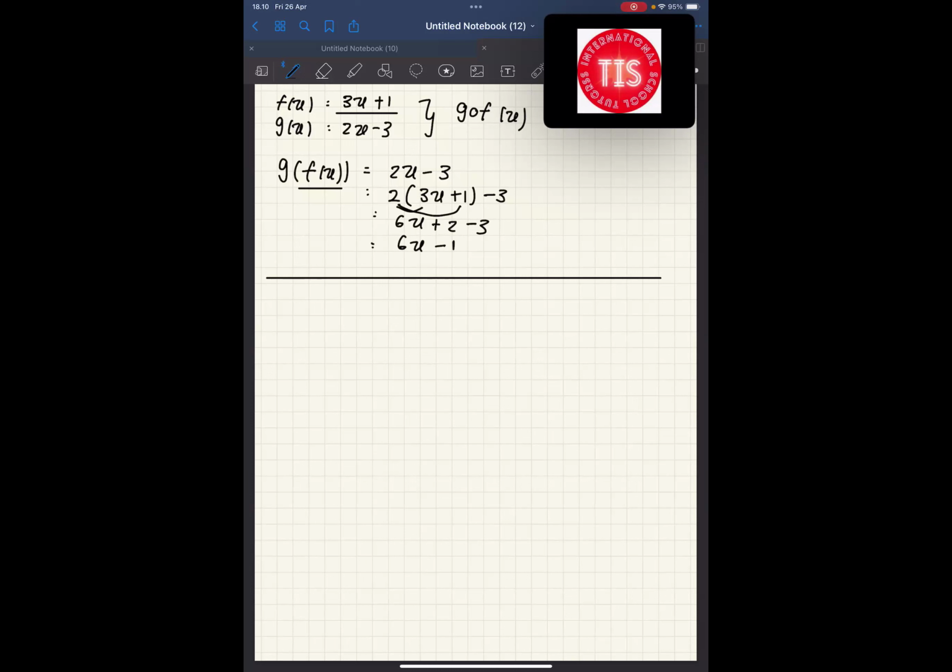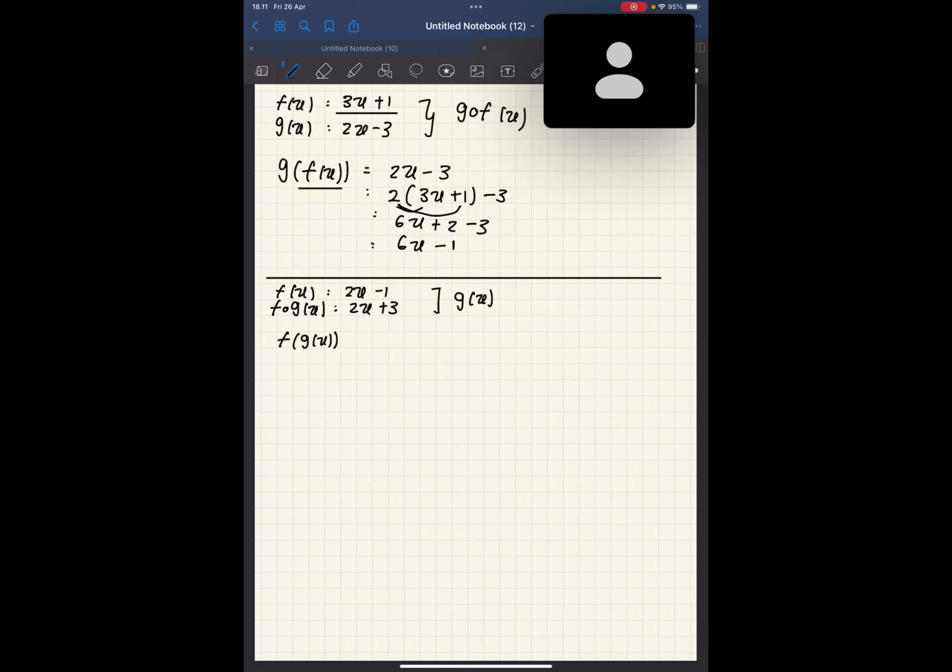There are also some questions where they give you f of g and either the f(x) or the g(x), and ask you to find the other one. So let's just say you have f(x) of 2x minus 1 and we also have f of g(x) that equals 2x plus 3. Now we're finding the g(x) of these functions. So as you know, f of g is basically f with g(x) changing the x of f(x). This is equal to 2x plus 3.